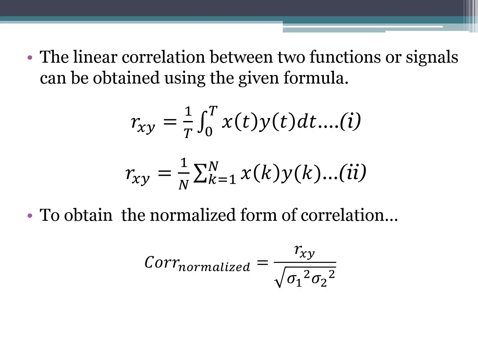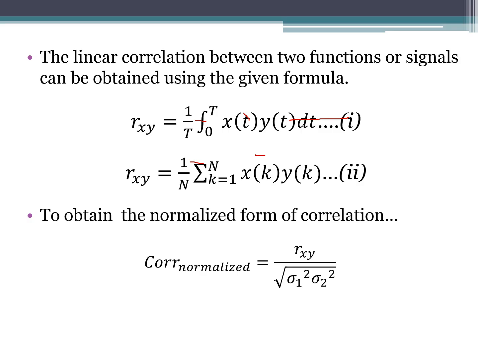About the mathematical formulation of the correlation function. Linear correlation between two functions or signals, like x and y, as a function of time t can be obtained using the formula given here. This formula will be used to obtain the correlation function for the signal as a function of time t. Here the time span is from 0 to T. For discrete time signals, this t will be replaced by k and capital T will be replaced by capital N.